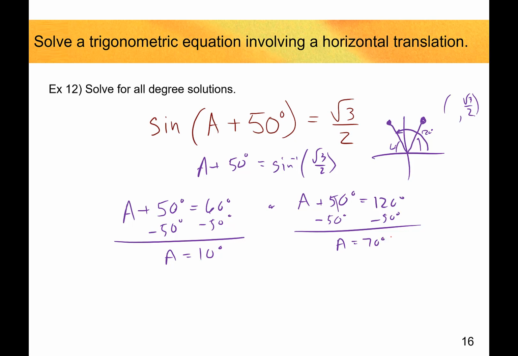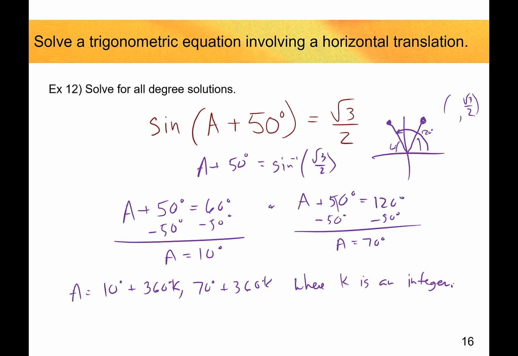Okay, so find all the degrees. So here it is. We're going to do the same thing here. So all the degrees, we're going to say A equals 10 degrees plus 360 degrees K, and 70 degrees plus 360 degrees K, where K is an integer. Alright, hopefully that was useful to you there.